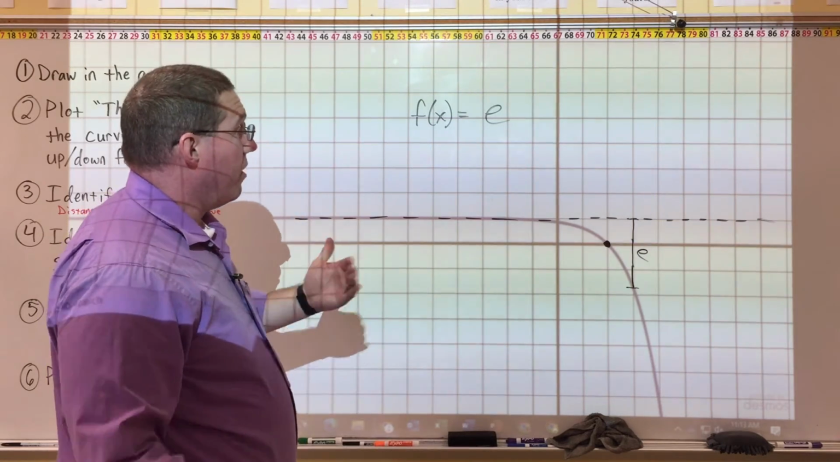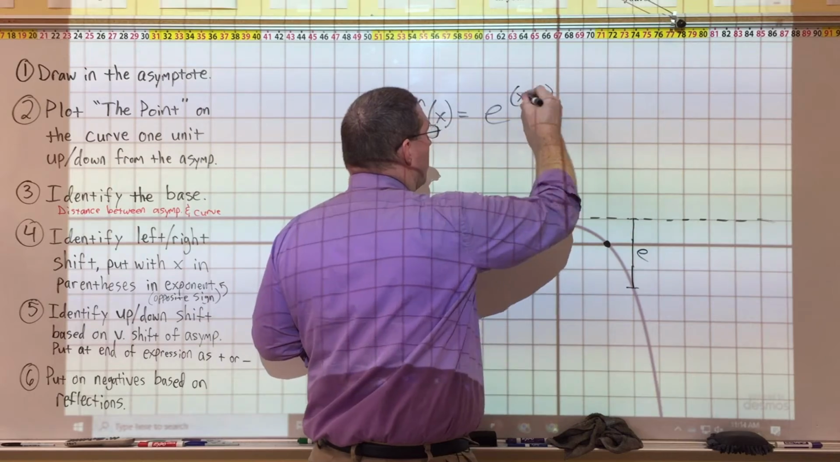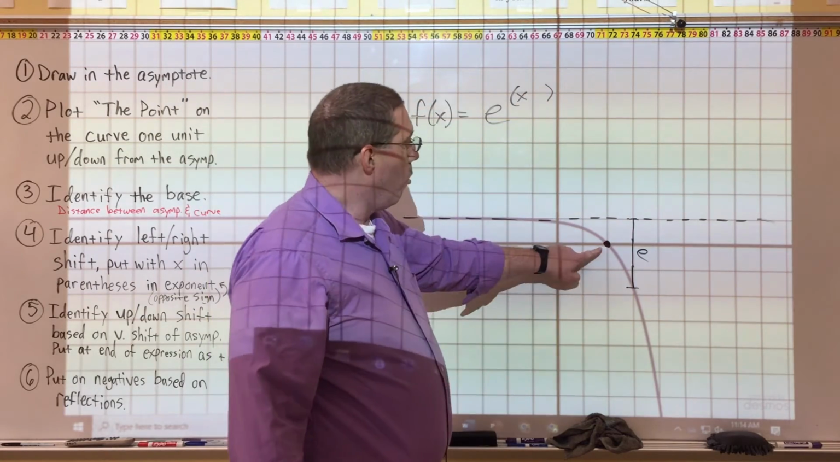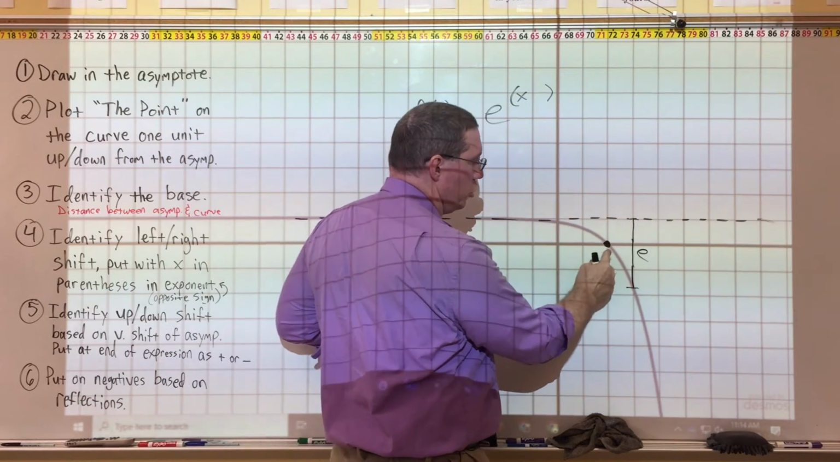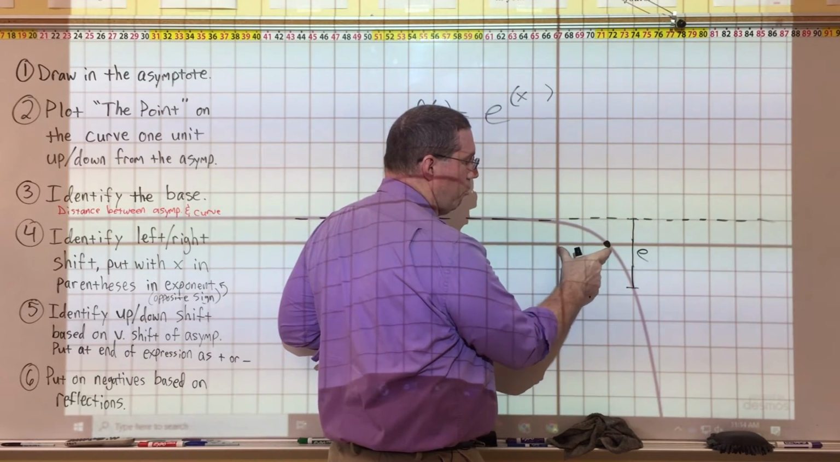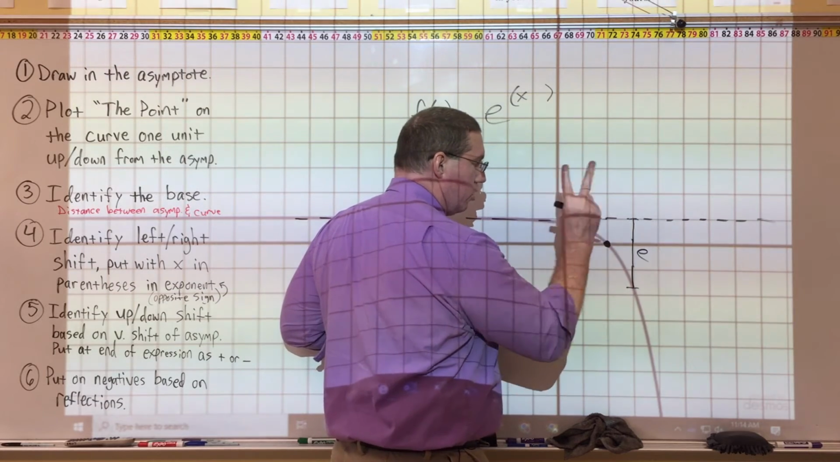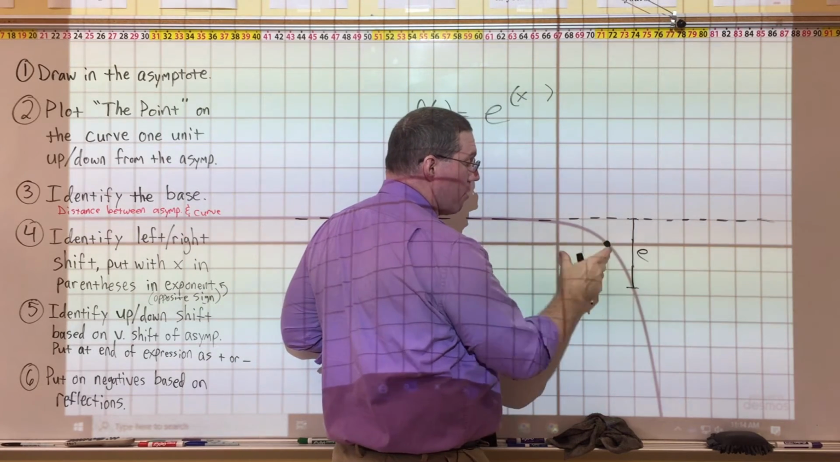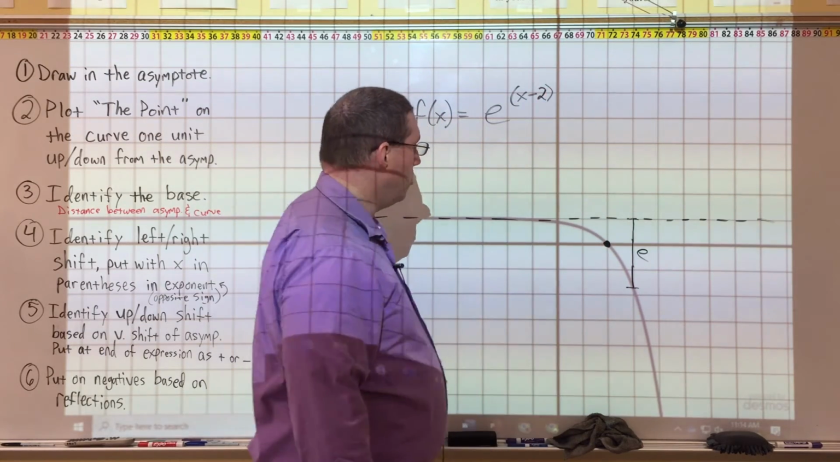Now we're going to identify the horizontal shift, which is going to be in the exponent in parentheses with an x, okay? This point right here is, how far is it from the y-axis? Well, it's 2 units over. That's a +2 shift from the y-axis. This was shifted to the right 2 units. But we're going to put an opposite sign. Instead of a +2, we're going to put a -2. So this is x minus 2, right?